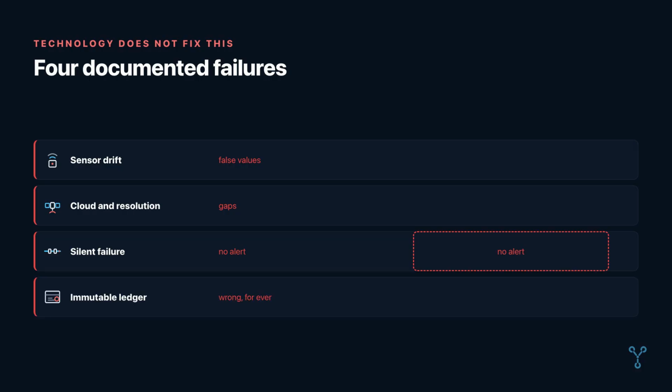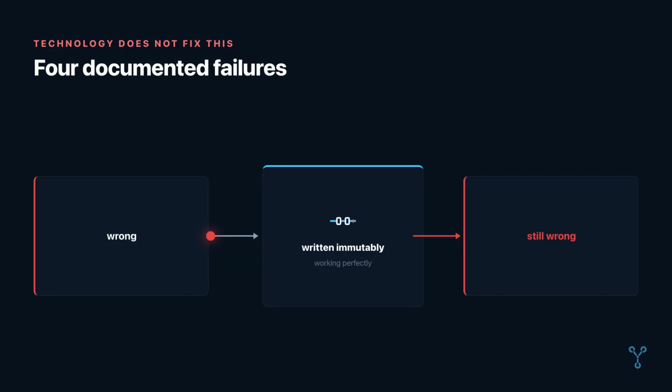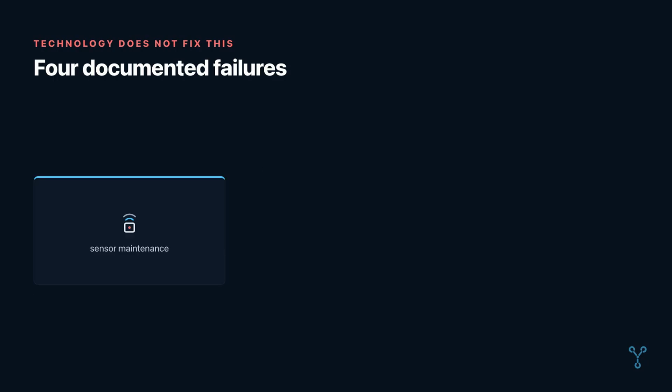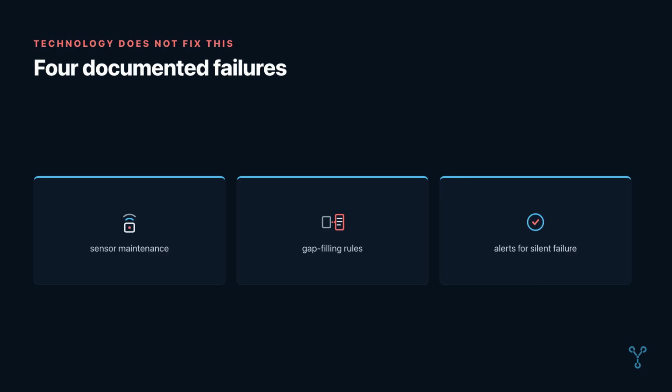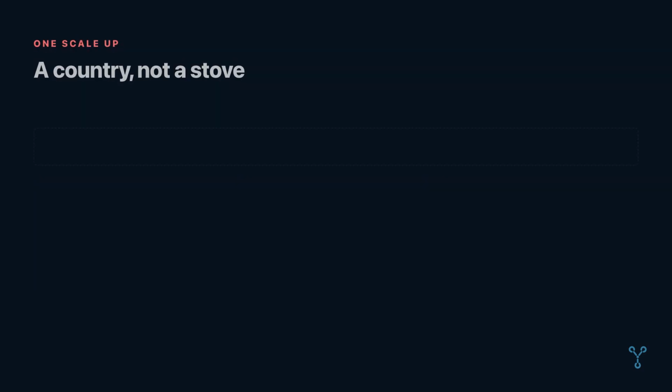Furthermore, using a distributed ledger or blockchain does not fix bad data. An immutable ledger entry of a wrong number is still wrong. You must design monitoring plans that account for sensor maintenance. You need rules for data gap filling. You also need automated alerts for silent failures. These plans keep your data layer strong and honest. The robustness of this data layer is not merely a project-level concern. It scales up to national compliance requirements.